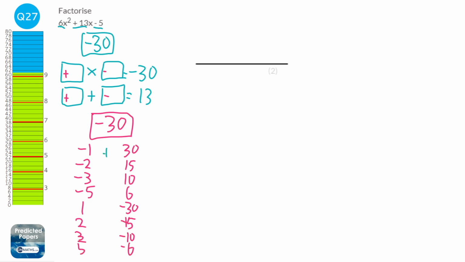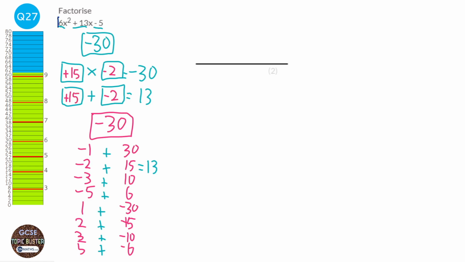And we're looking for the pair of numbers that add together to make 13. So just looking down the list, this one here will make 13, won't it? Because minus 2 plus 15, or 15 take away 2, is 13. So the two numbers we're looking for are plus 15 and minus 2.